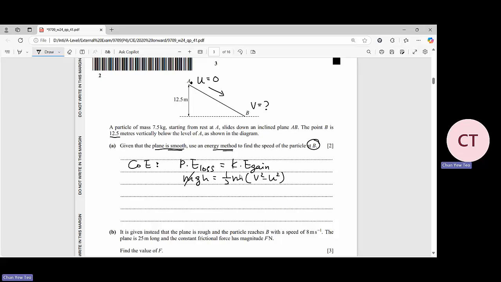So we can cancel the m. We will have V square equal to U square plus 2gh. Our U is 0, the g is 10, and the height is 12.5. Therefore, you get the answer: 5 square root of 10 meter per second. You can just use your calculator, simplify, and you get V as 5 root 10 meter per second. Okay, so now we move on.